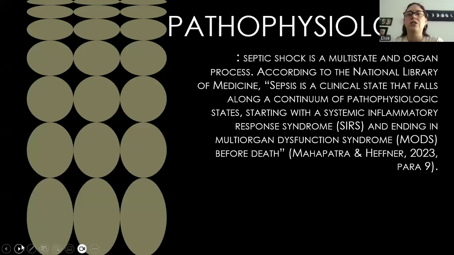Pathophysiology. So the pathophysiology of septic shock is a multi-state and organ process. According to the National Library of Medicine, sepsis is a clinical state that falls along a continuum of pathophysiological states, starting with a systemic inflammatory response syndrome, SIRS, and ending in multi-organ dysfunction syndrome, MODS, before death. Mahapatra and Hefner, 2023, paragraph 9.